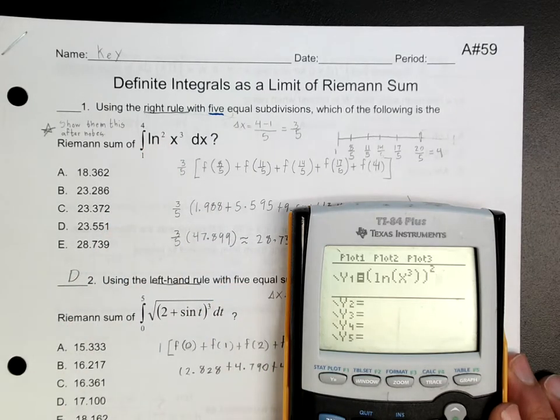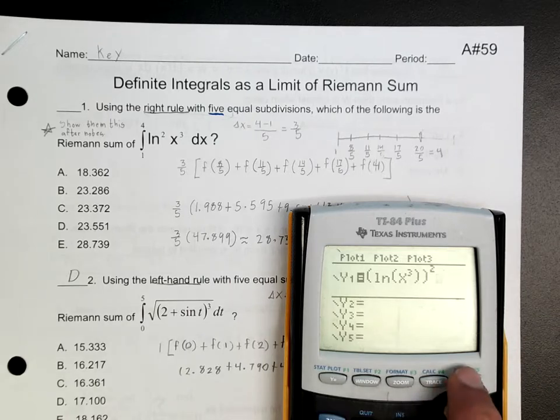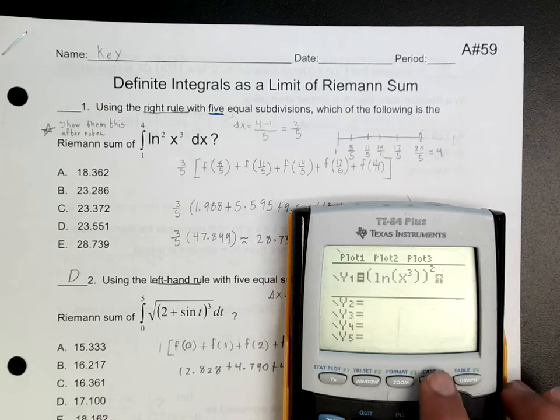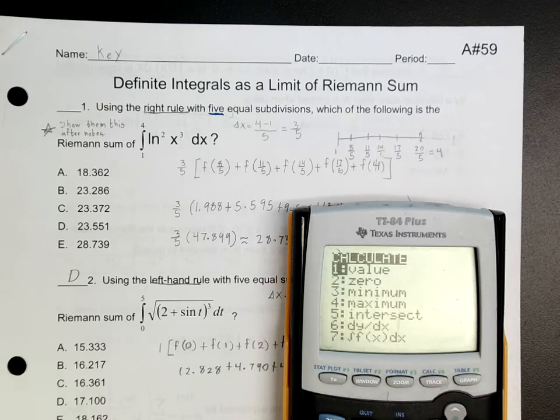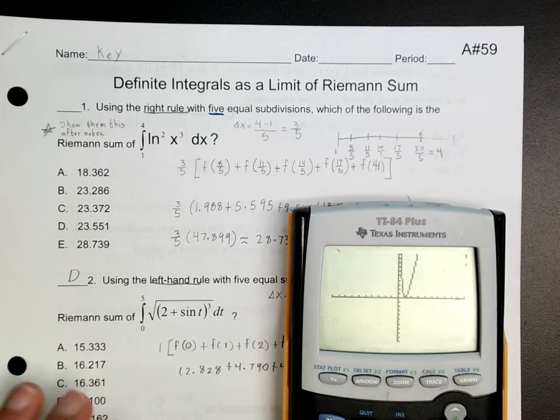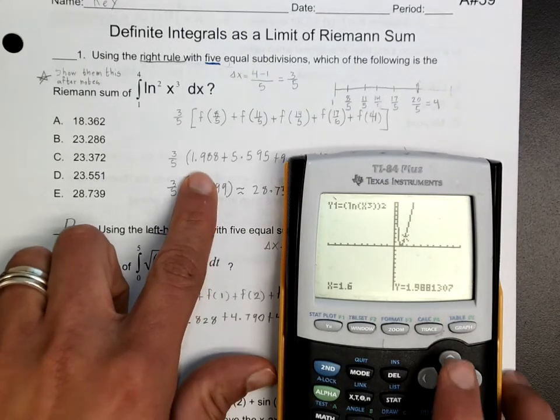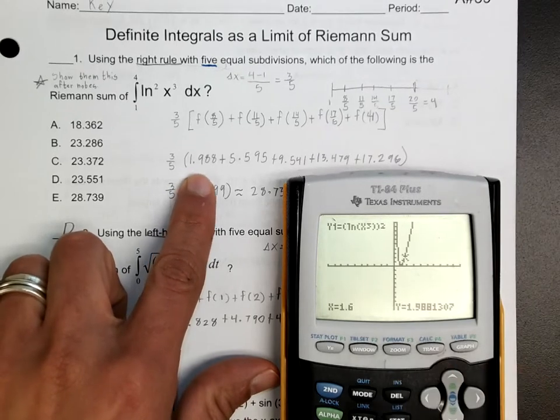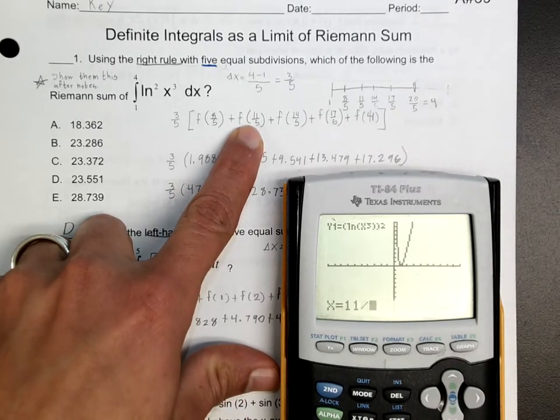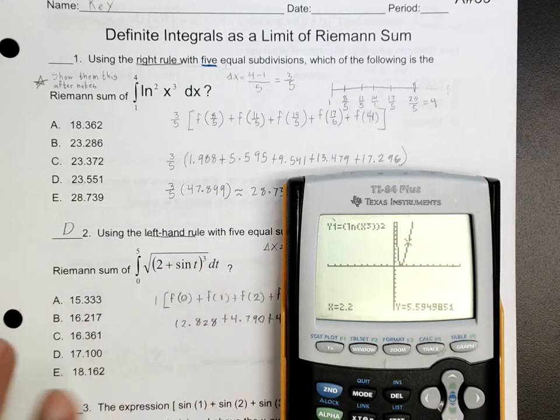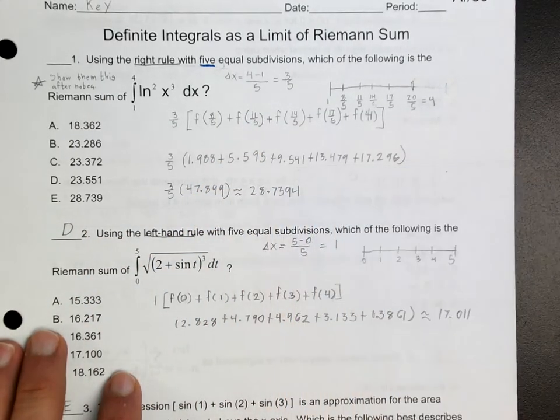So now what we're going to do is go to second, calculate, and go to value. Press enter. It's going to give us some kind of weird looking graph there, and then we're just going to put in 8 divided by 5 and see that I get the number that I have here. Without even leaving the screen, just go to the next one, 11 over 5. There's that number, and so on. That's going to give me this.